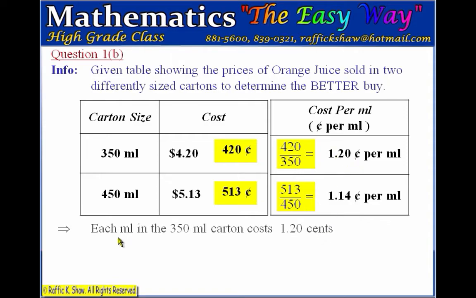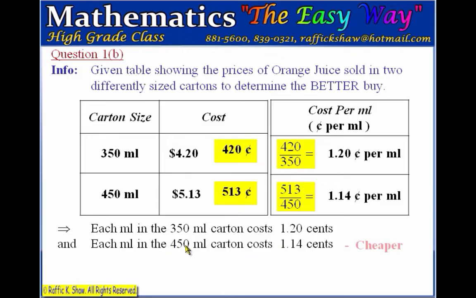And so to write the result, each milliliter of orange juice in the 350 milliliters carton, that's the smaller carton, costs 1.20 cents, while each milliliter in the 450 milliliters carton costs 1.14 cents, and therefore the larger carton is the cheaper in terms of the per milliliter cost, and so the larger carton is the better buy. It is better to buy the 450 milliliters carton because we are paying less for each milliliter of orange juice, and that's the answer. The larger carton is the better buy.